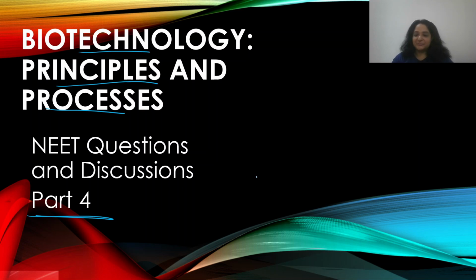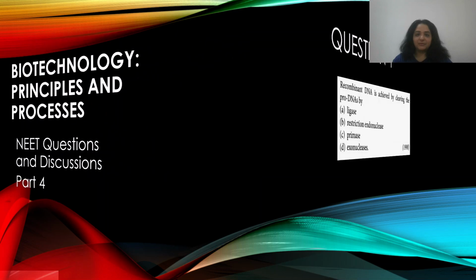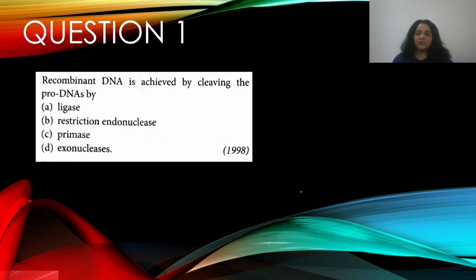Alright, so let's begin. Okay, so question number 1. Recombinant DNA is achieved by cleaving the pro-DNAs by, this appeared in the year 1998, A. ligase, B. restriction endonuclease, C. primase, and D. exonuclease. So recombinant DNA is achieved by cleaving the pro-DNAs by restriction endonuclease. Okay, so the answer is B.